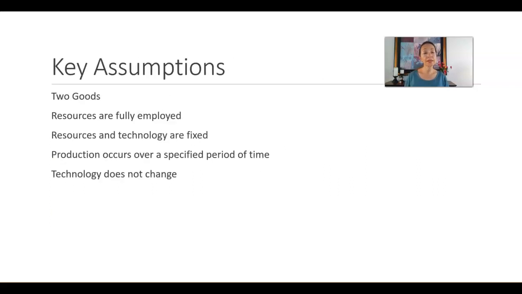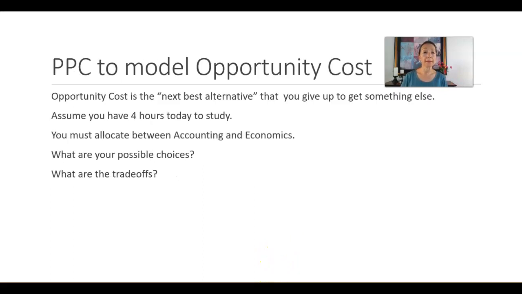So there are some assumptions with respect to the production possibilities curve that we need to keep in mind. We're looking at two outcomes, two goods, two services. We are going to assume that our resources are fully employed. That means that we're using them up at their fullest capacity. We will assume that our technology is fixed and that we are working over a specified period of time, and that our technology does not change during this period of time.